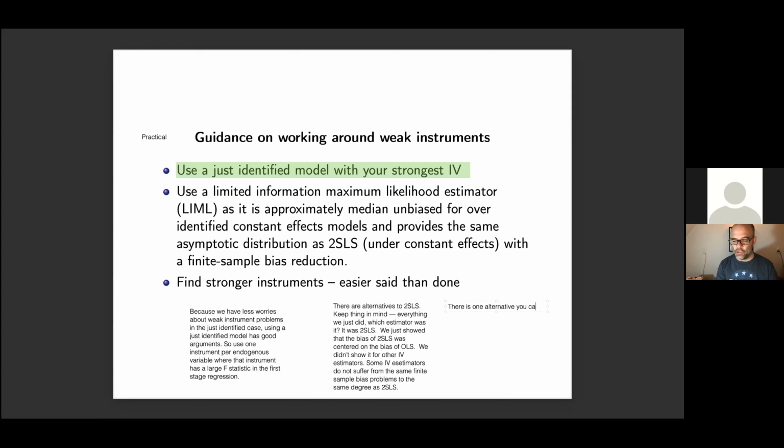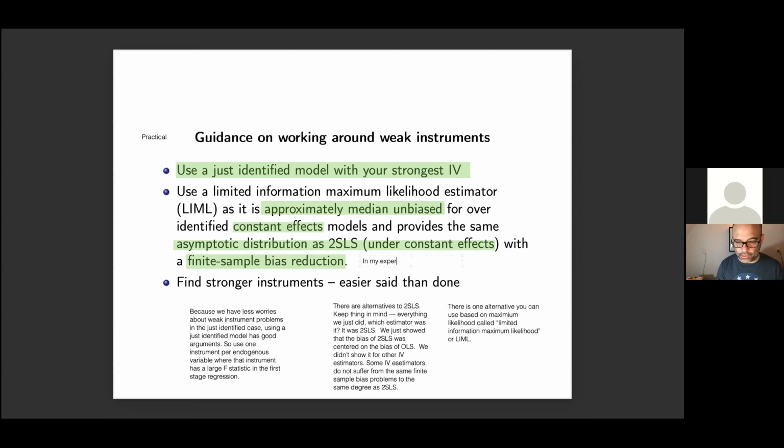And there is one alternative you can use based on maximum likelihood called limited information maximum likelihood, or LIML. It is approximately median unbiased, but you need constant effects. It's got the same asymptotic distribution as two-stage least squares under constant effects, but you get this small finite sample bias reduction.